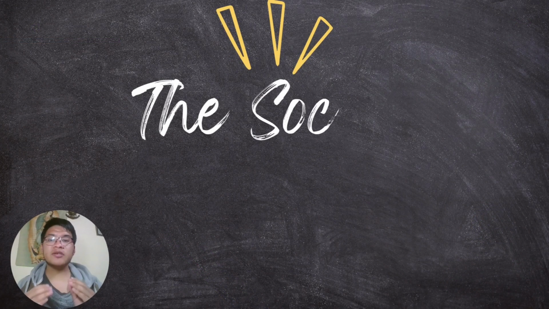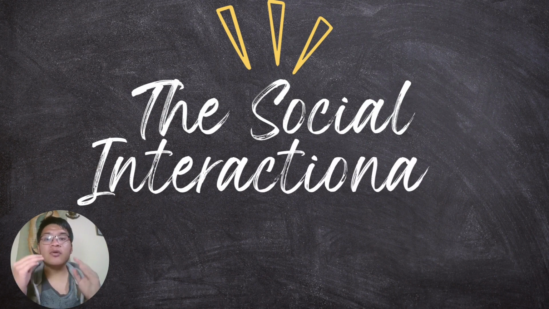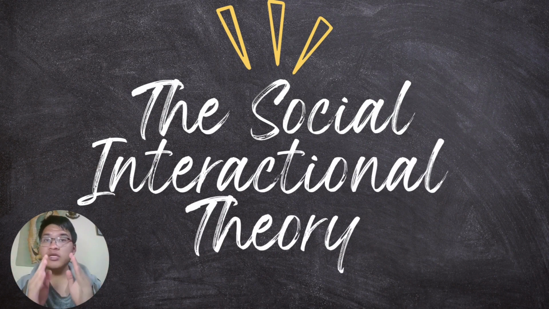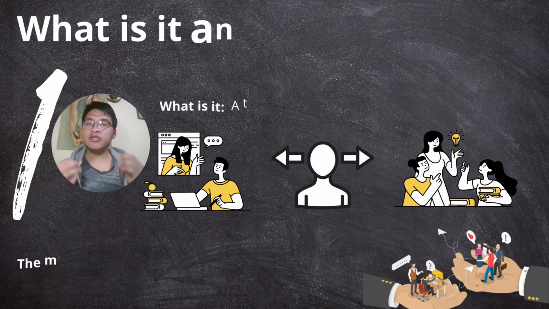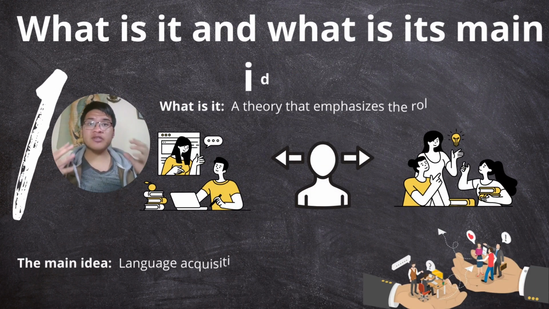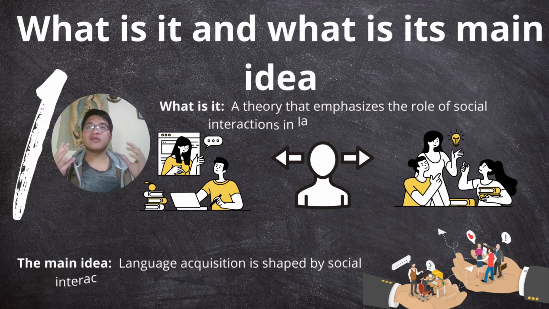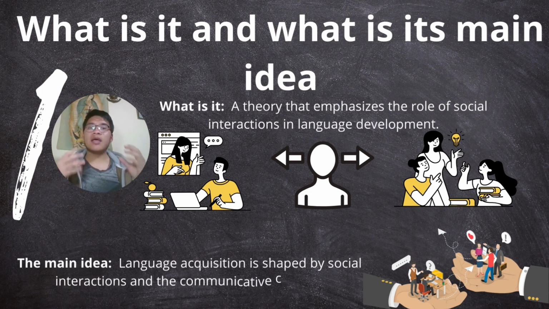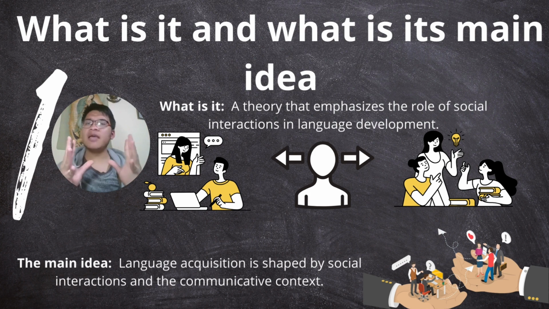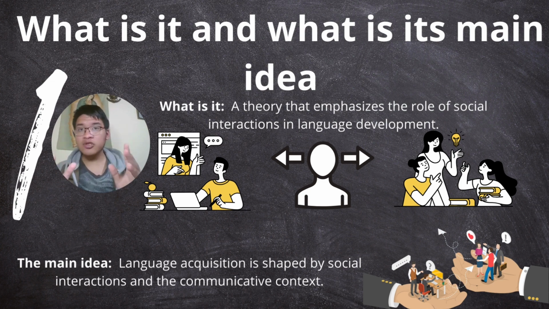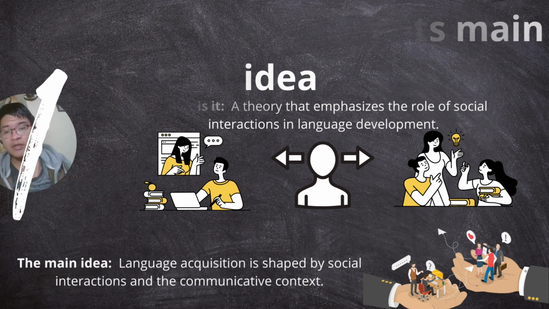Let's continue with the theories that contribute to psycholinguistics. In this case, we have the social interactional theory. So let's see what we have. What is the social interactional theory? Well, this is a prominent perspective in psycholinguistics that emphasizes the role of social interaction in language development. This theory's main idea is that language acquisition is fundamentally shaped by social interactions and the communicative context in which the person uses and learns the language.